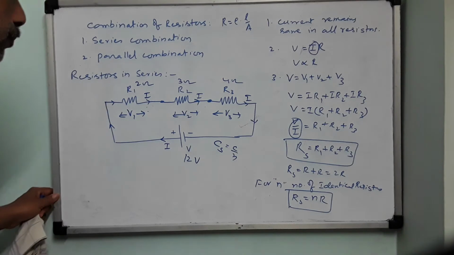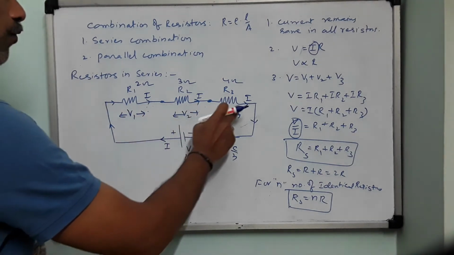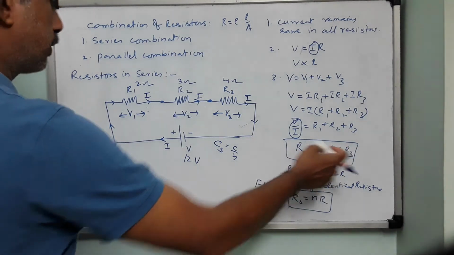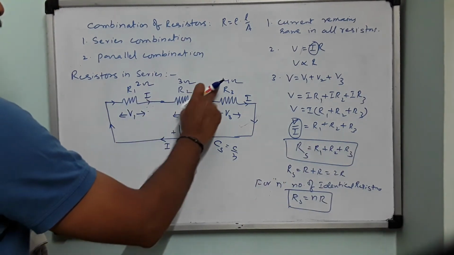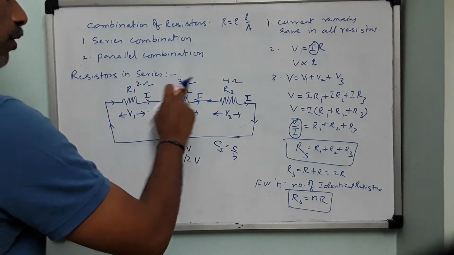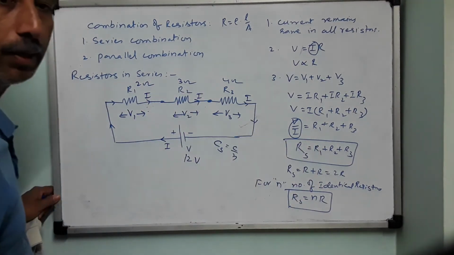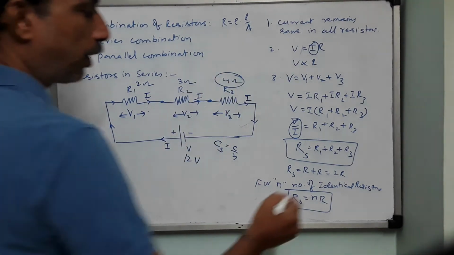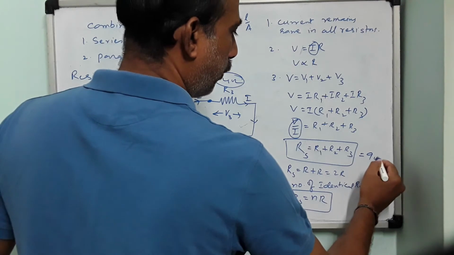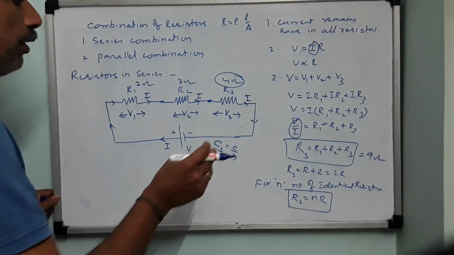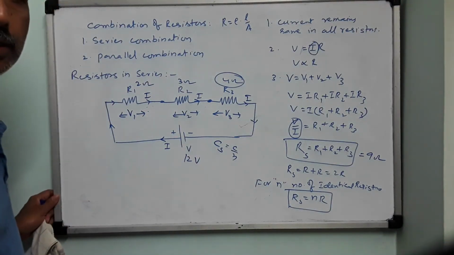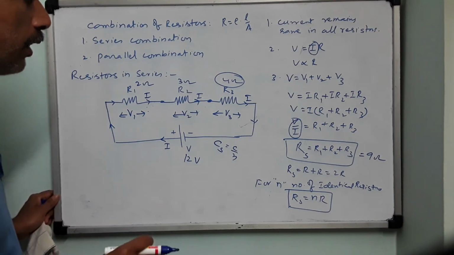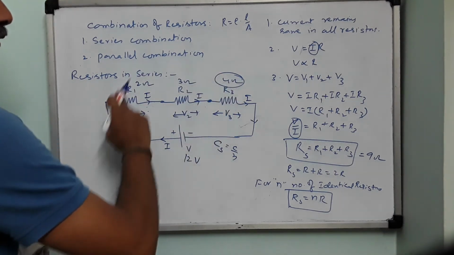Suppose 2, 3 and 4 ohm are in series. What is the net resistance of the circuit? R1 plus R2 plus R3, 2 ohm plus 3 ohm plus 4 ohm, 2 plus 3 is 5, 5 plus 4, 9 ohm will come here. So you have connected the largest value as 4 ohm, but you are obtaining the net value as 9 ohm. Therefore, the equivalent resistance in series combination will increase and the effective value will be greater than the largest value in the combination.